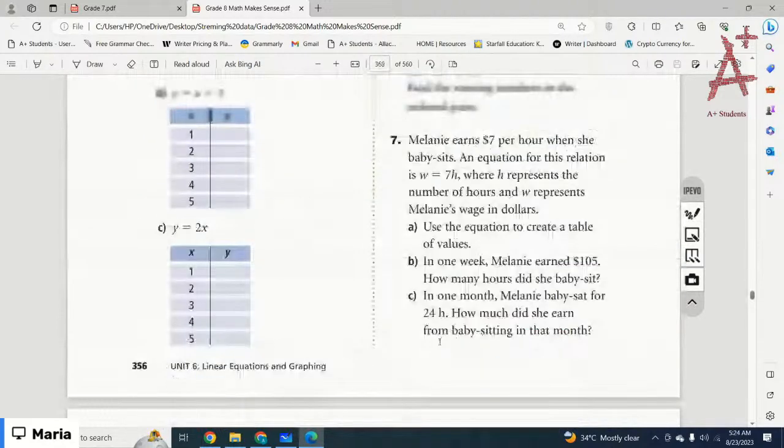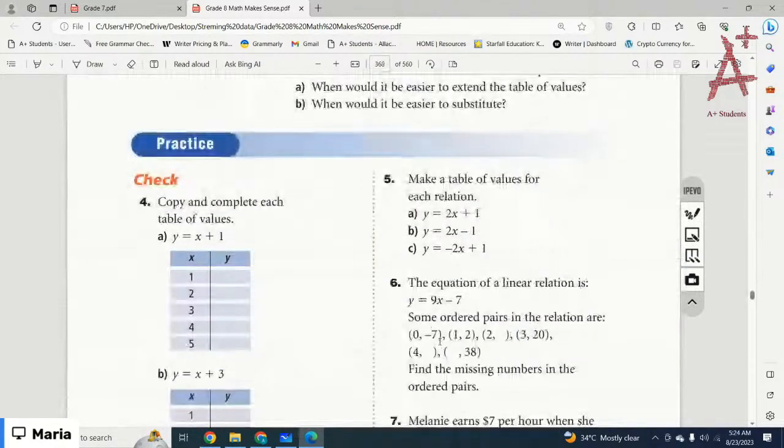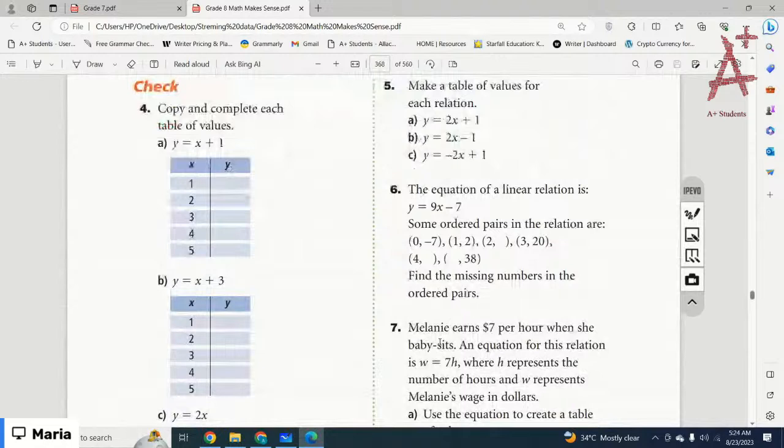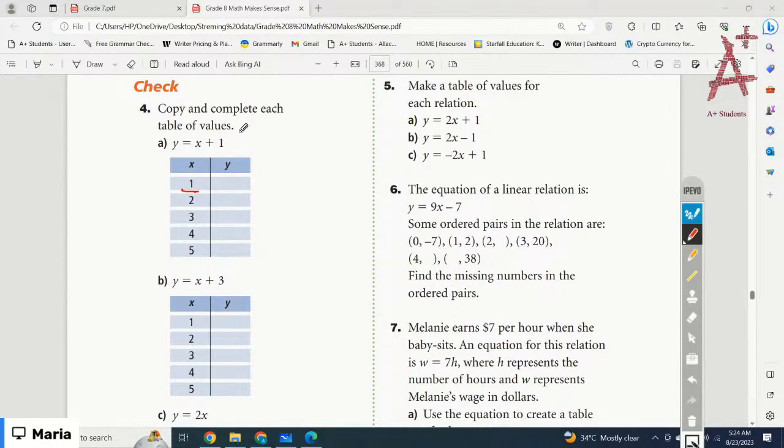Let's start with practice. Copy and complete each table of values. You are given the equation y equals x plus 1, so you have to complete the table of values. You have to calculate the values of y. You are given the values of x. Just replace x. 1 plus 1, 2. 2 plus 1, 3. Just replace the values of x in the equation one by one and evaluate for y.